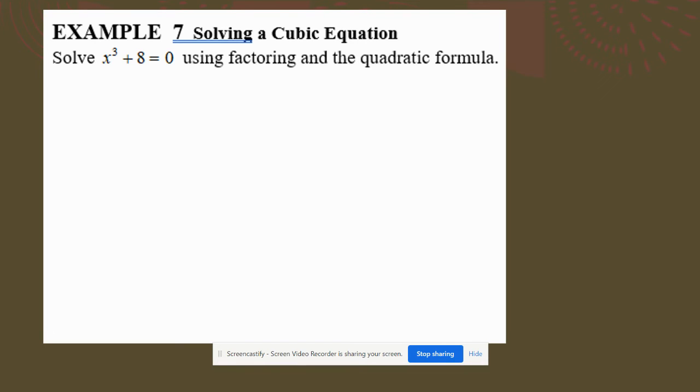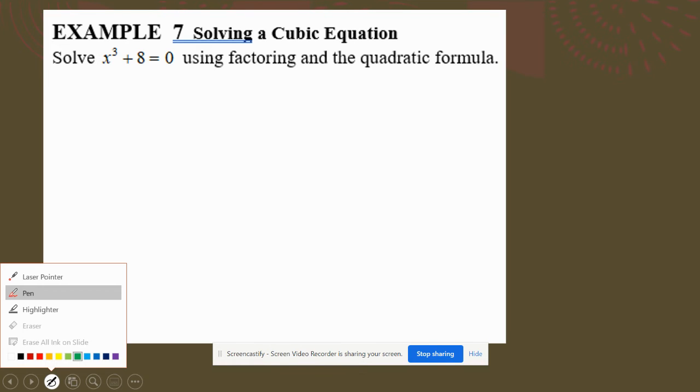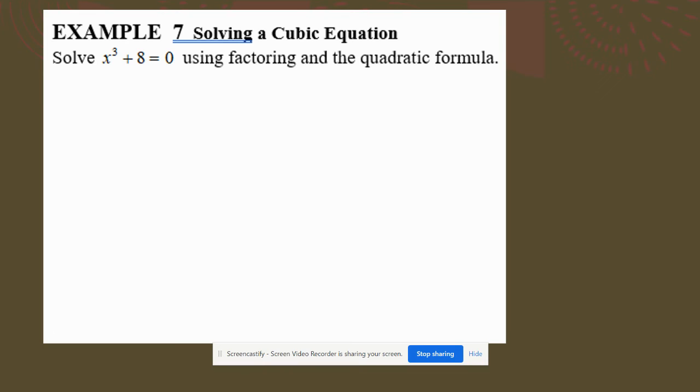Looking at this example, I see the sum of cubes formula. And we had said way back when we were factoring this that the second part of the sum of cubes formula is never factorable. However, everything is solvable. We have the tools, we can solve any problem. So let's start with putting this in the cubes formula.